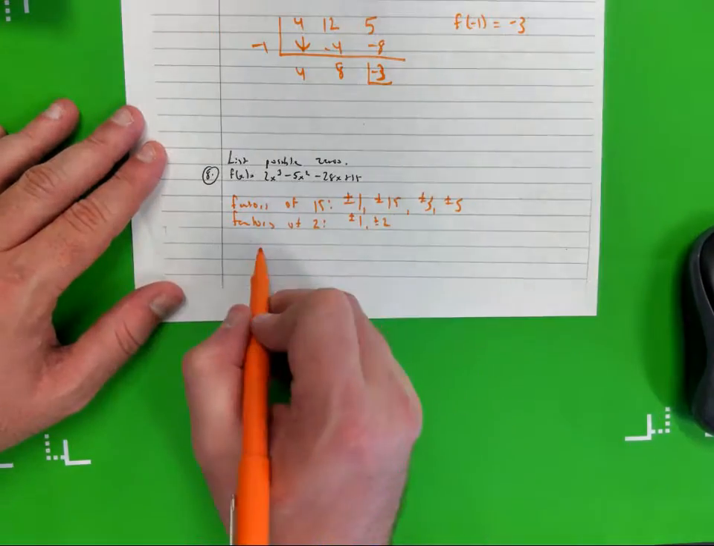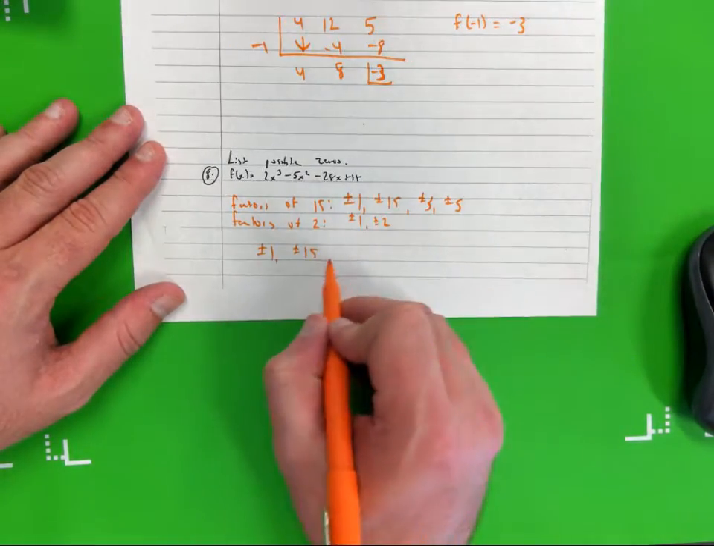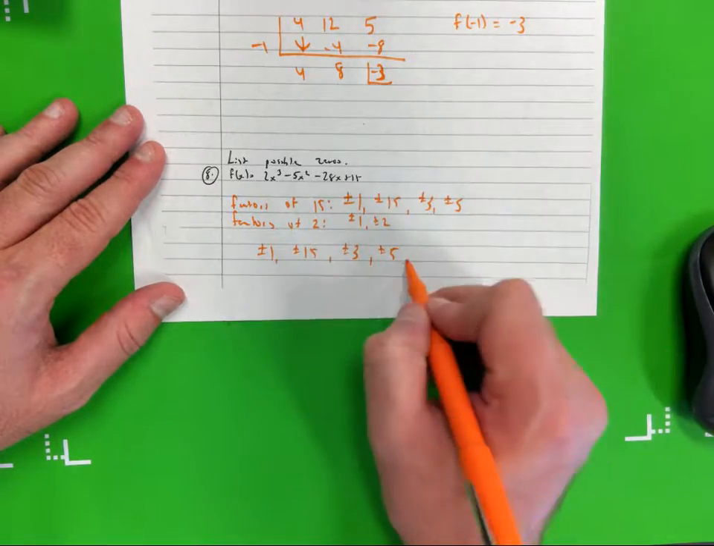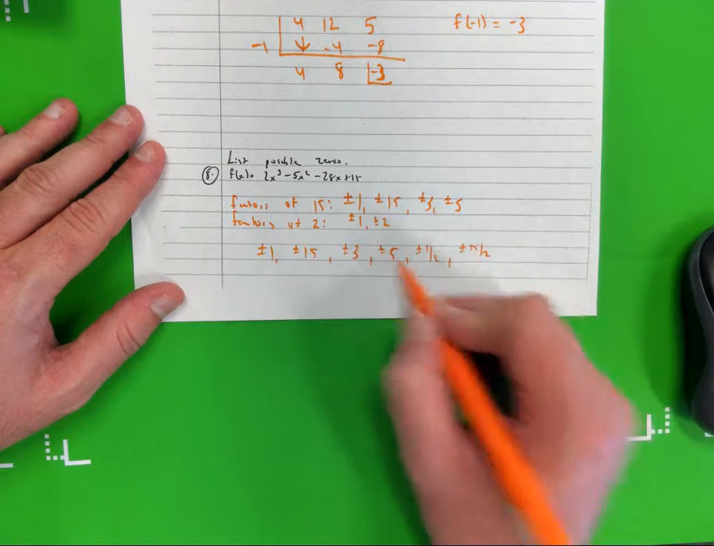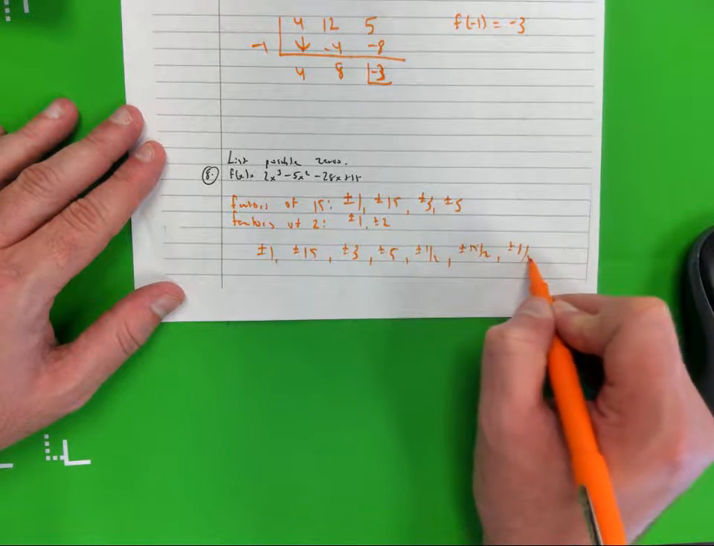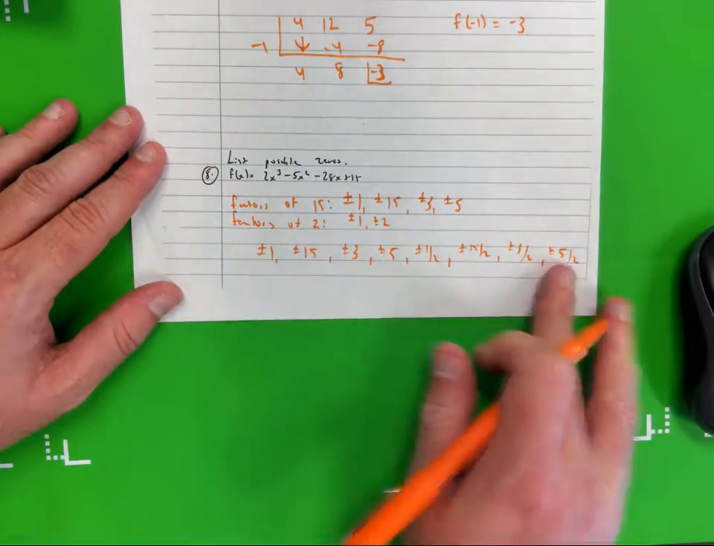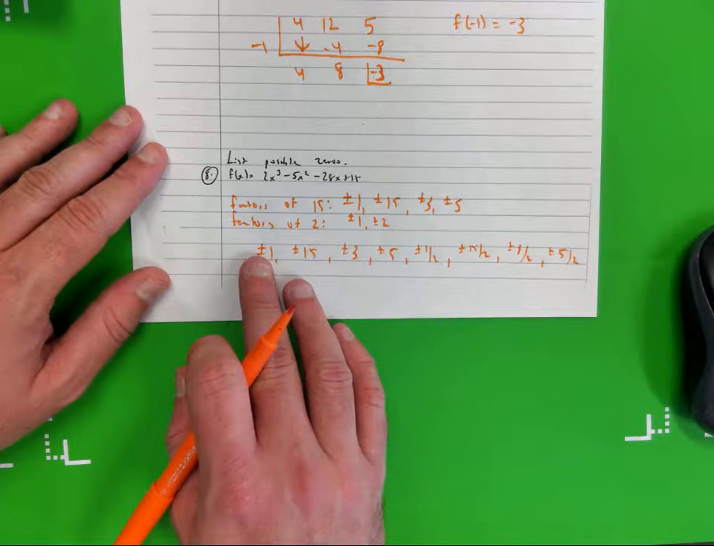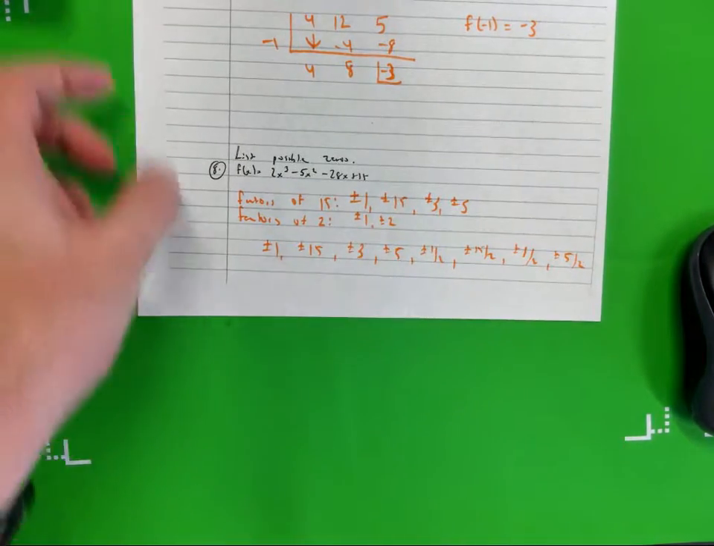So 1 divided by 1 is 1. 15 divided by 1 is. 3 divided by 1 is. 5 divided by 1 is. 1 divided by 2 is. 15 divided by 2 is. 3 divided by 2 is. 5 divided by 2 is. Now, this list, does it give you the possible complex zeros? No, it's just your real ones, okay? Alright.